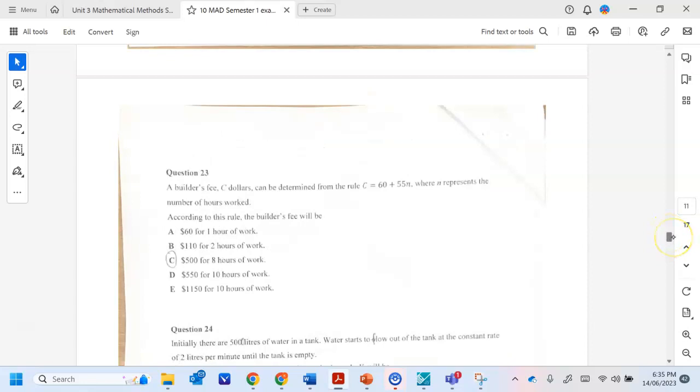All right, a builder's fee can be determined from the rule. So you just had to substitute in different values there. So let's just say for the first one, c equals 60, n equals 1, and then you just had to see if the left-hand side equaled the right-hand side. So for c it does, for all the others it doesn't. So c equals 500, n equals 8.